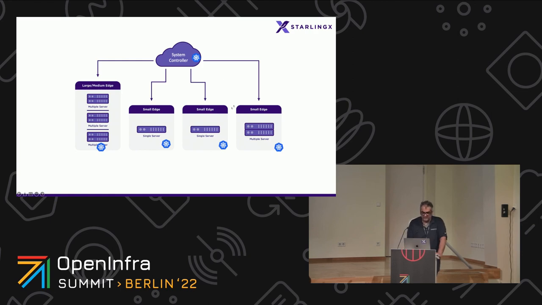Let me see if I have another example. I just put this up here to illustrate that. On top we have the system controller. This shows the distributed cloud. From the system controller we reach out to the small edge clouds and we say, okay, this is a single server, go ahead and instantiate that, put the cloud on there. And then on the large to medium edge side, we instantiate the first controller and then the second controller, and then that controller that we have instantiated will be responsible to go ahead and instantiate the rest of its subclouds. Any questions on this?